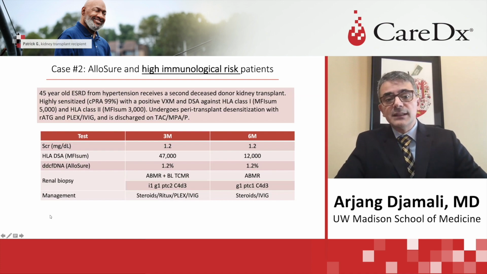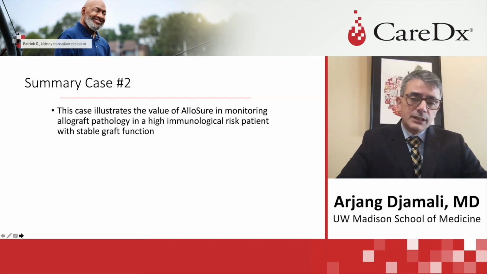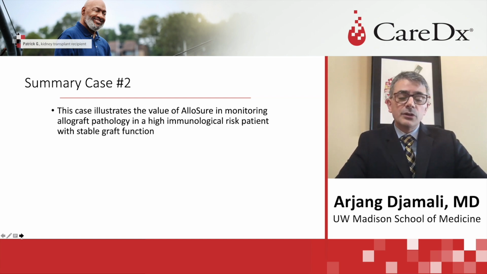At the 6-month follow-up biopsy, serum creatinine is still baseline, and DSA have declined quite significantly with that management. AlloSure level has remained stable, and the biopsy is showing this time just ABMR and no T-cell mediated rejection. At this stage, we treated him with steroids and IVIG alone. This patient as well is now about 12 months after transplant. He's doing well, and baseline creatinine is still at 1.2. So it's a case that illustrates the value of AlloSure in monitoring graft pathology in a patient who is at high immunological risk for rejection and has stable graft function.